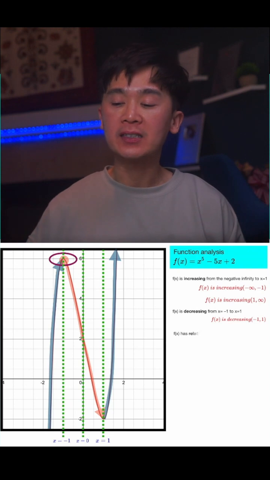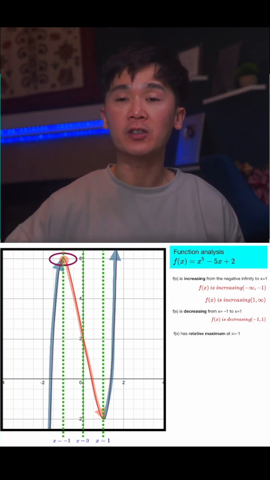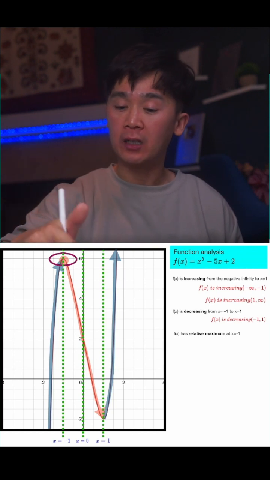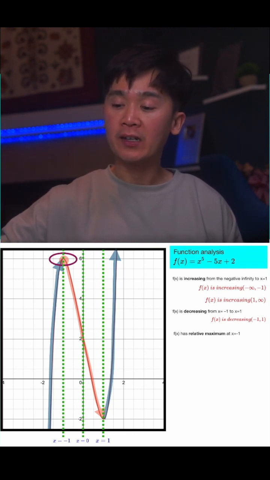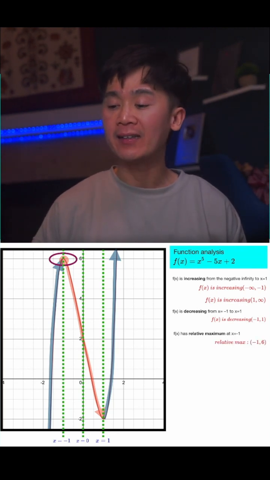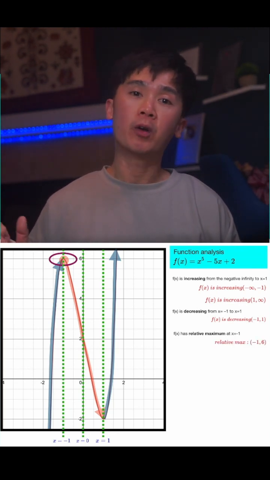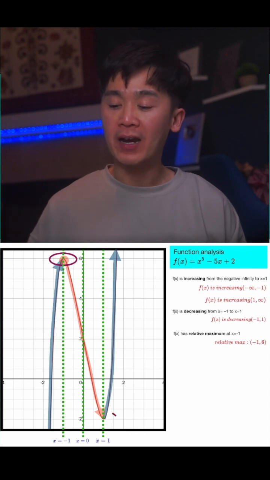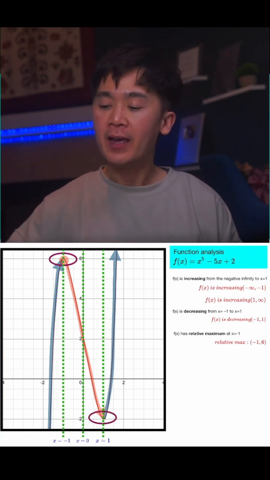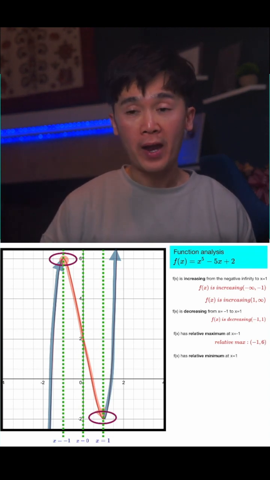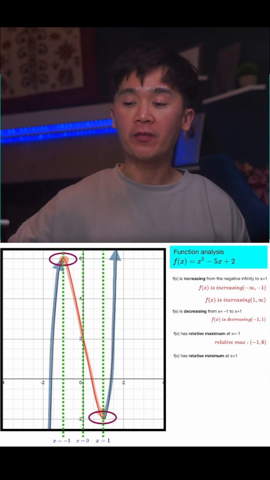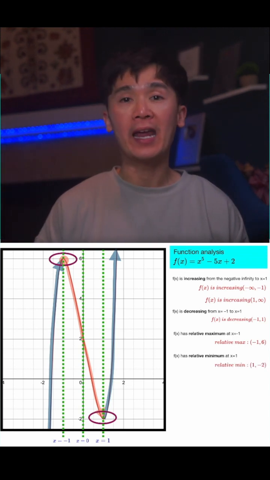This is our relative maximum, which is at x equal to negative 1. And if you want to find the actual point of that particular value at x equal to negative 1, just plug it into the value of f of x, and you will find the vertex at negative 1 and 6, which is our relative maximum. And the relative minimum, which is located down here on the graph, is given by x equal to 1. Or if you want to show the vertex, plug it into f of x, and you will have 1 and negative 2.